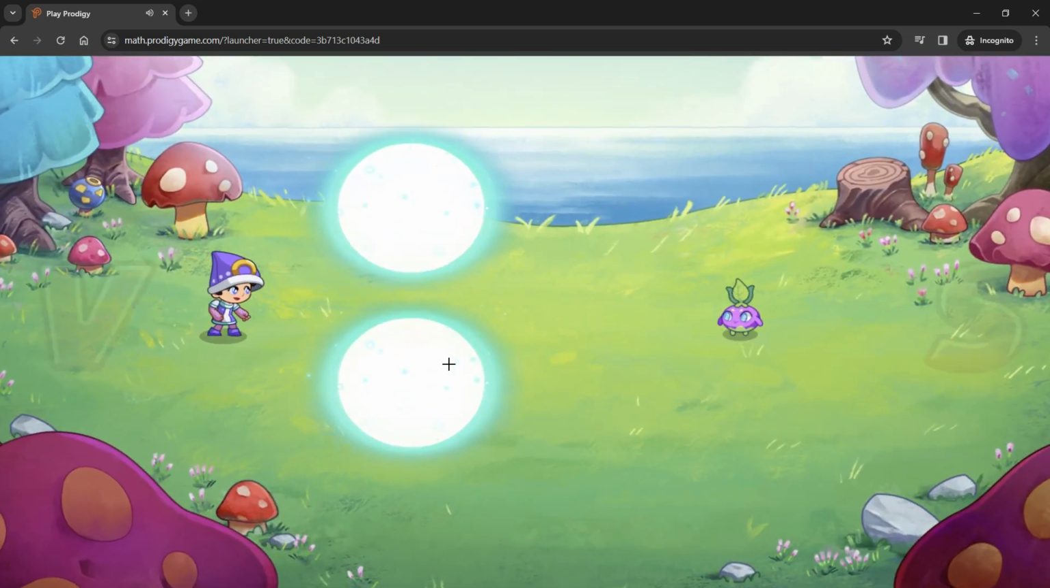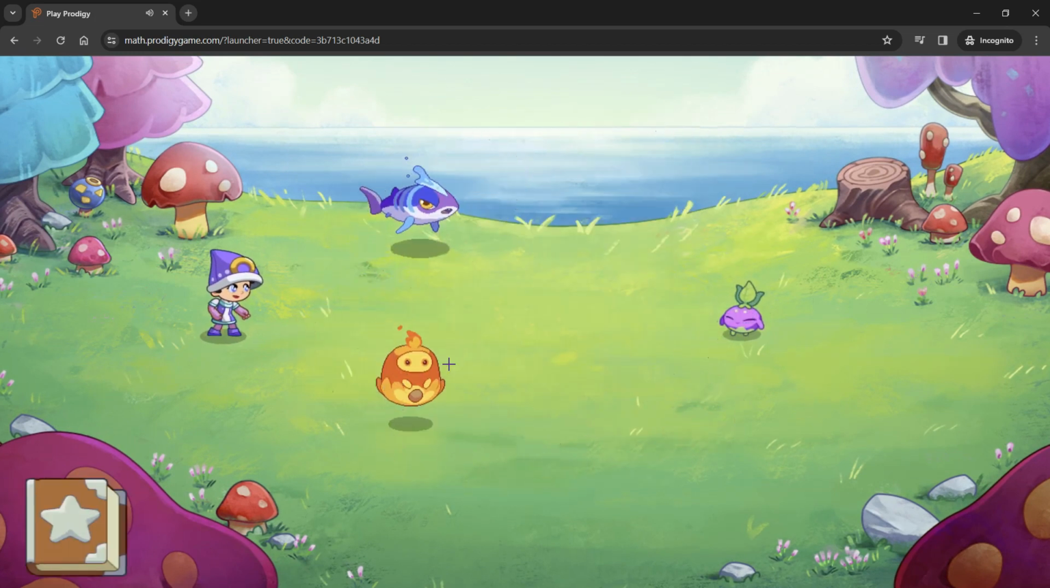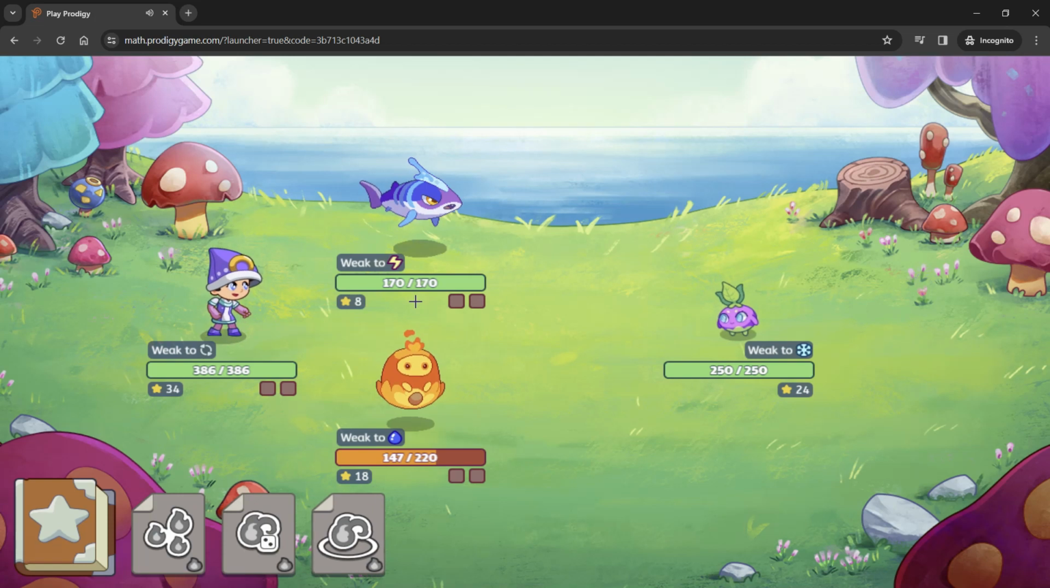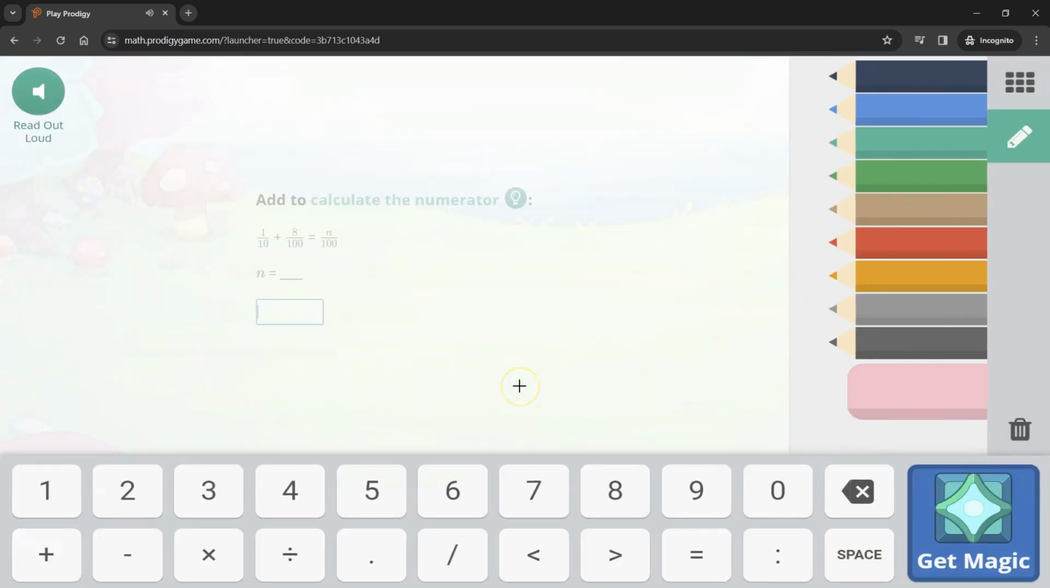Alright, you should still be doing fraction problems. Hopefully we'll have a lot more success in Firefly Forest. Or not, the enemy already attacked us.